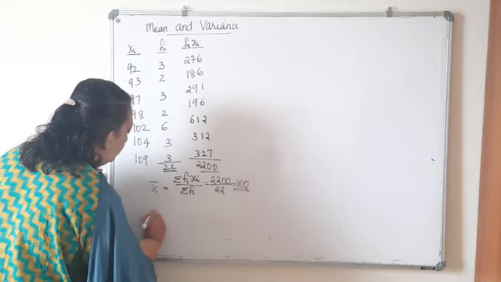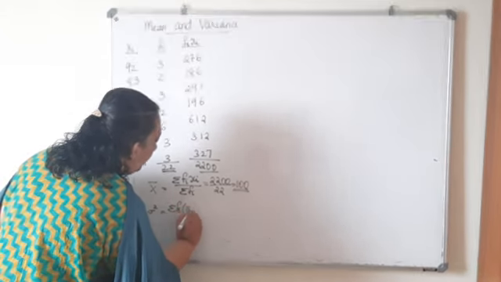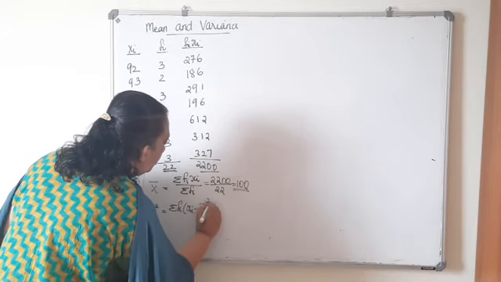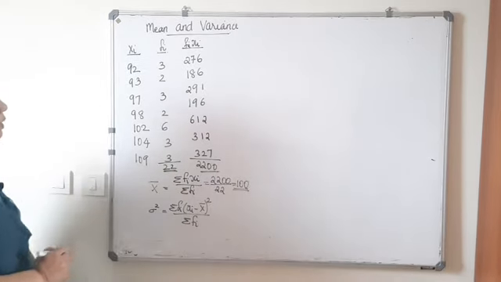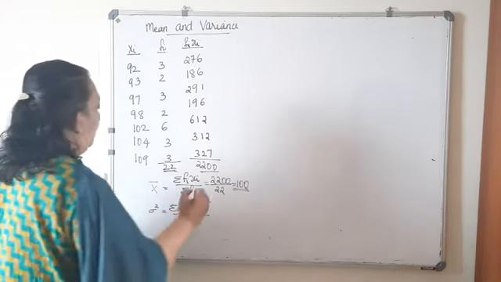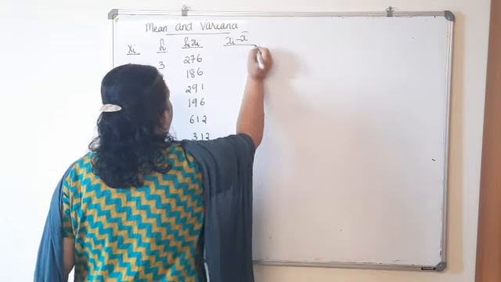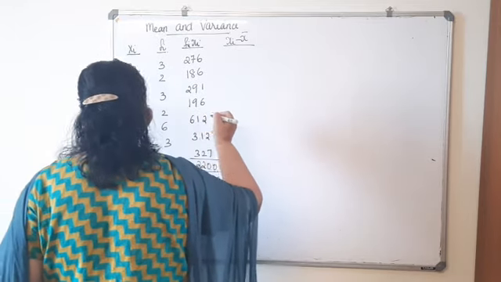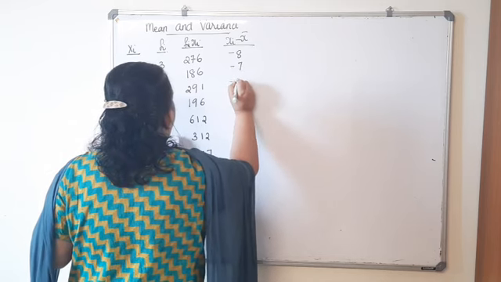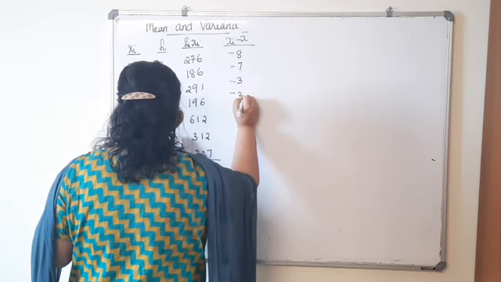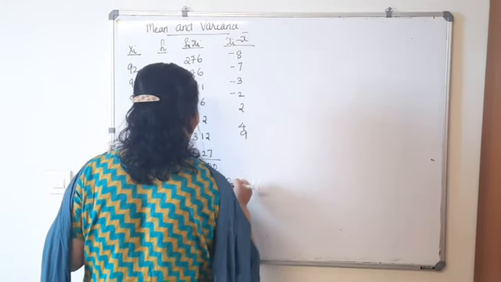Variance is equal to, what is the formula you use? Sigma fi into xi minus x bar the whole squared divided by sigma fi. So next column you will find out xi minus x bar. Xi minus x bar is minus 8, minus 7, minus 3, minus 2, 2, 4 and 9.